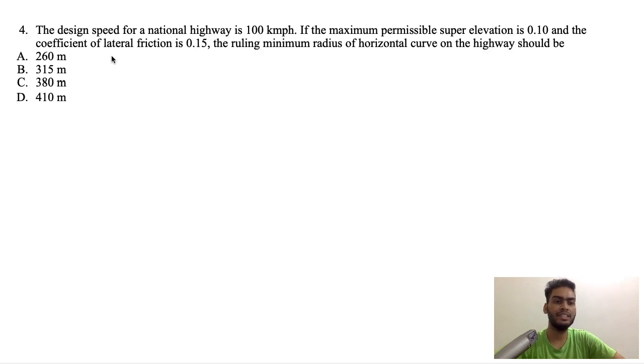Then the next question, here it says the design speed for a national highway is 100 km per hour. If the maximum permissible super elevation is 0.1 and the coefficient of lateral friction is 0.15, the ruling minimum radius of the horizontal curve on the highway should be.